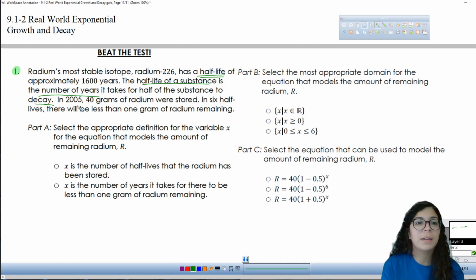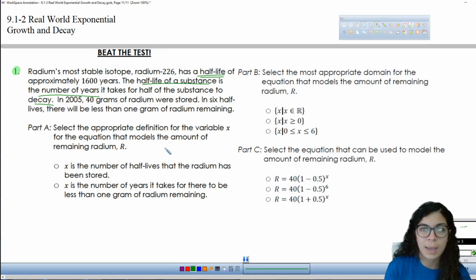So in 2005, 40 grams of radium were stored. In 6 half-lives, there will be less than 1 gram of radium remaining. Select the appropriate definition for the variable x for the equation that models the amount of remaining radium. So what they're just saying is, what is x? So x is the number of half-lives that the radium has been stored, or is x the number of years it takes for there to be less than 1 gram of radium remaining?